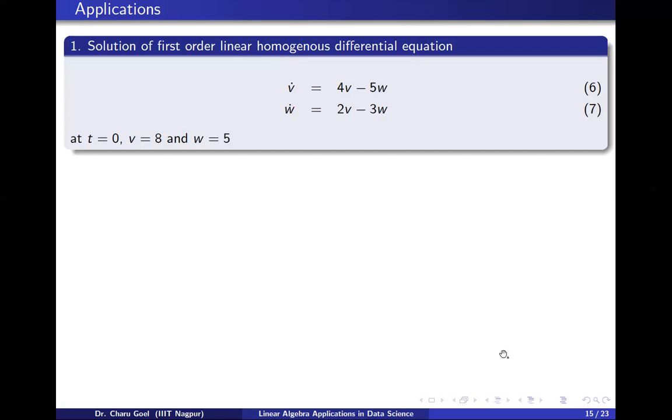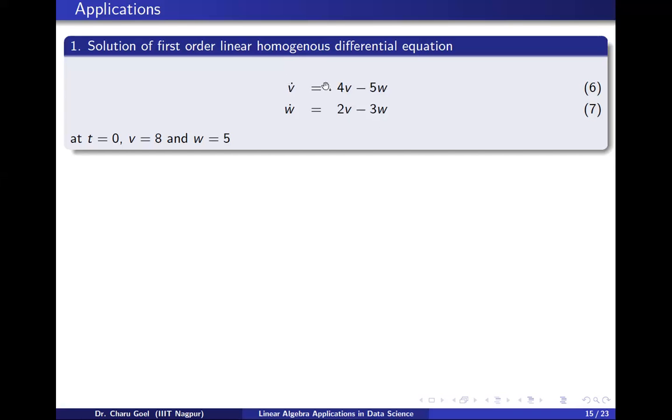So V dot denotes the first derivative of V with respect to W. Let's say this differential equation is of the form with independent variable W, dependent variable V, and the derivative of V with respect to W. Similarly, in the second equation, the derivative is with respect to some T.